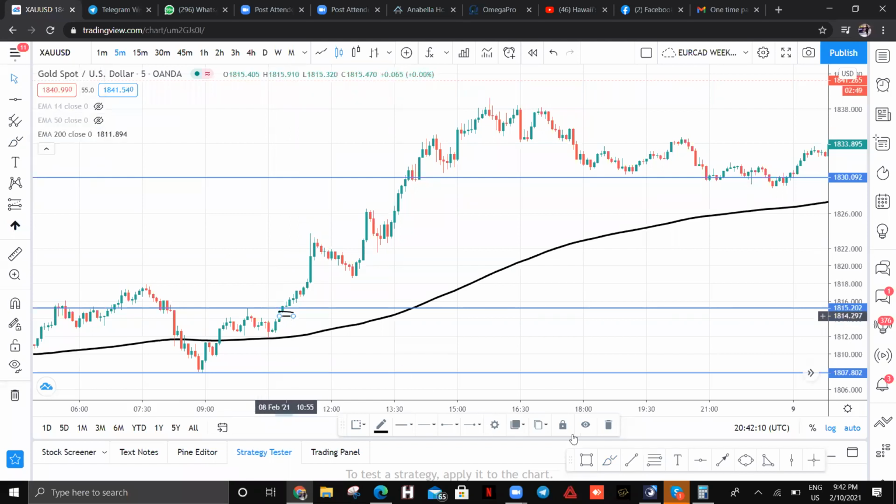So my stop loss was here. My entry was here. And my first take profit was 1830. It did the same thing. This one closed. I waited for it to close. I took this again. My stop loss was just below the candle that closed here. This was another stop loss somewhere around here.